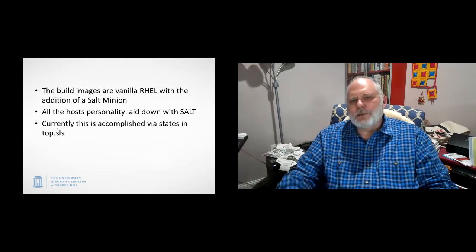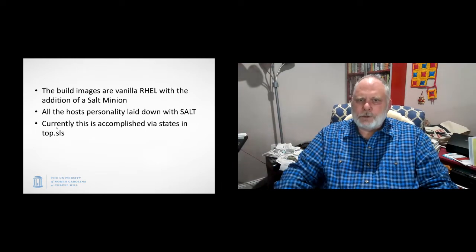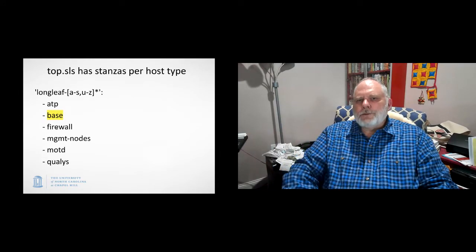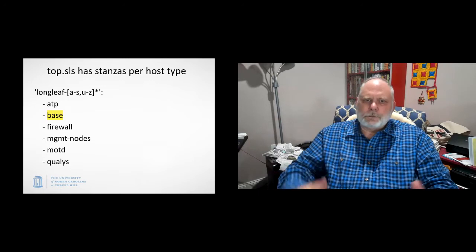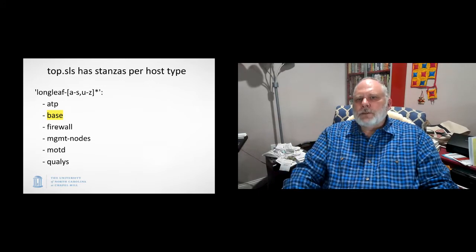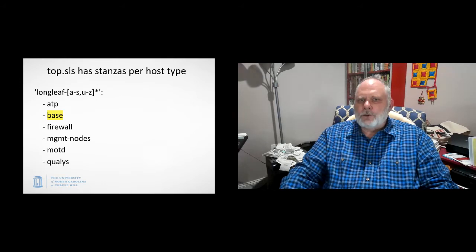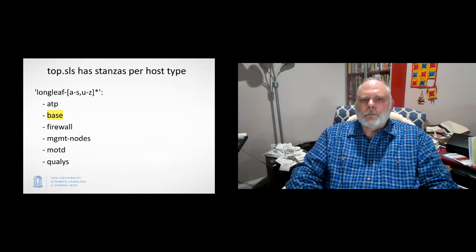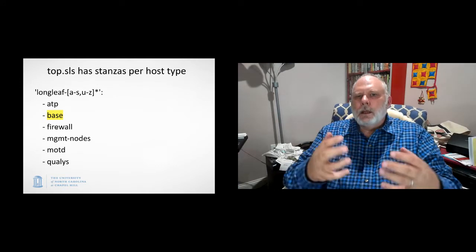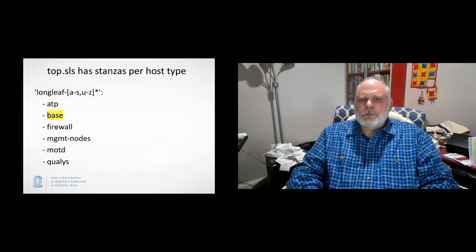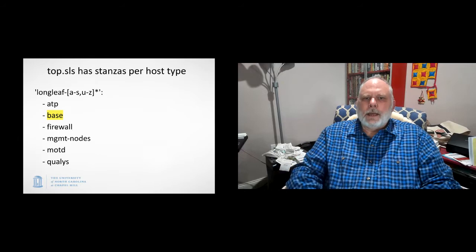I've got some examples, and this is as deeply technical as this talk's going to get. So in our top SLS, and this happens to be for my Longleaf cluster, but they're much the same, we have stanzas, and the stanzas are per host type. So this is Longleaf, anything that starts A to S and U to Z, asterisk. We have other ones with different naming. We have longleaf-db and so on. So they just list a bunch of states that need to be applied to that.